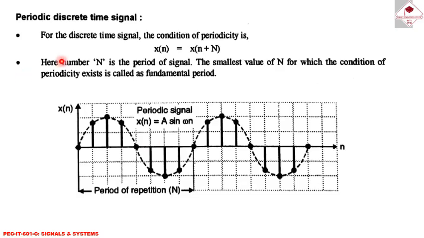Next is the periodic discrete time signal. For a discrete time signal, the condition of periodicity is x[n] equal to x[n plus capital N]. Here the number capital N is the period of the signal. The smallest value of capital N for which the condition of periodicity holds is called the fundamental period. And this is the graphical representation of a periodic deterministic discrete time signal.